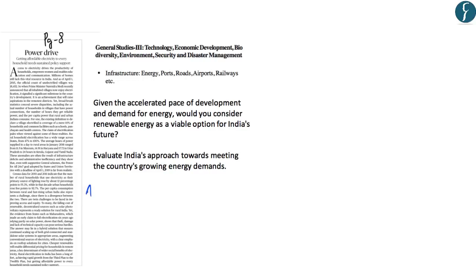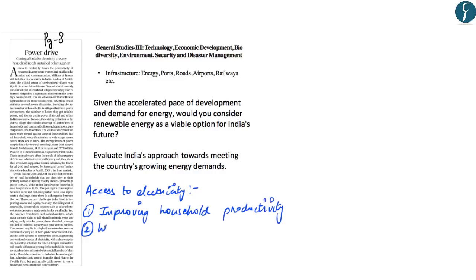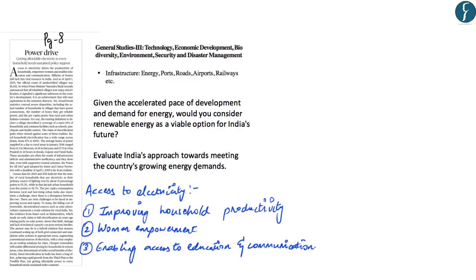This article says that access to electricity plays an important role for the individuals in a country. For example, it helps in improving productivity of households. Secondly, access to electricity can help in women empowerment in the country. And thirdly, it will play an important role in enabling access to education and communication. However, the article also points out that access to electricity in India is still very low. And for this, many reasons have been given in the article.